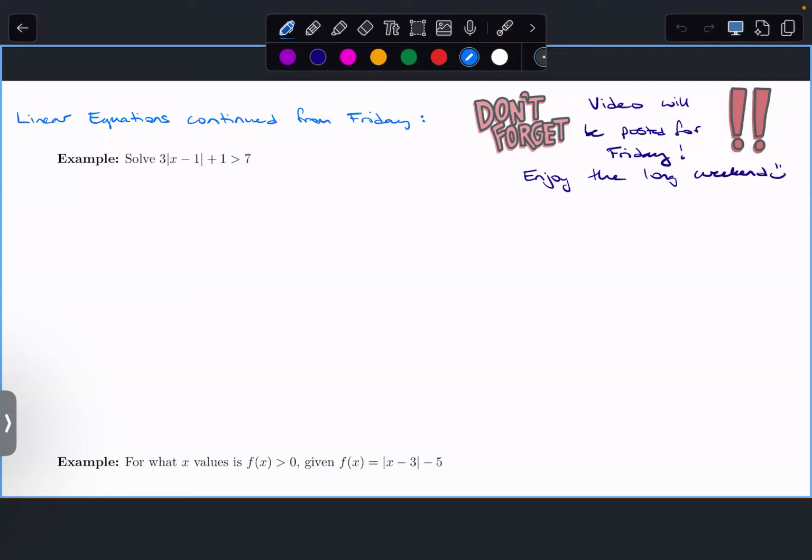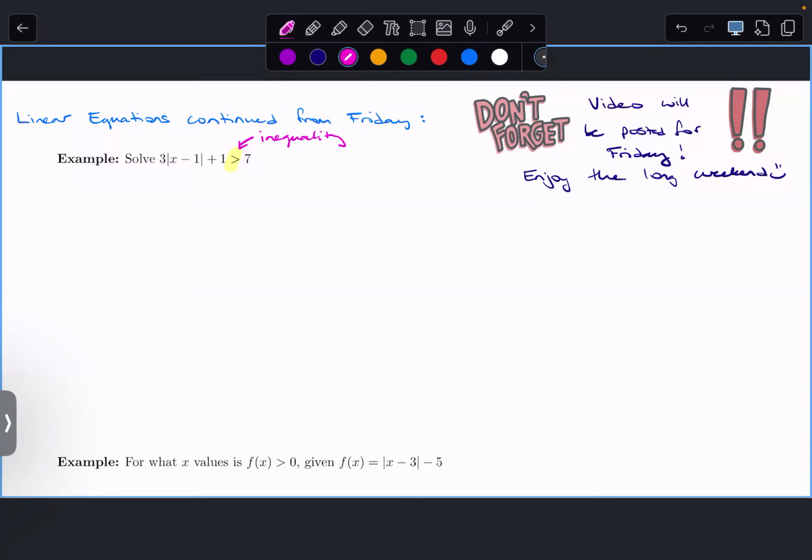What were we doing? We have an absolute value function, right? 3 times the absolute value of x minus 1, and then plus 1 is greater than 7. So here we're doing a mashup of an inequality with the absolute value function.